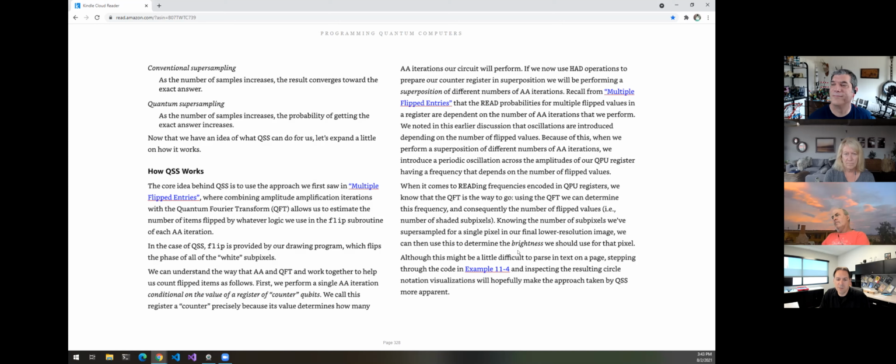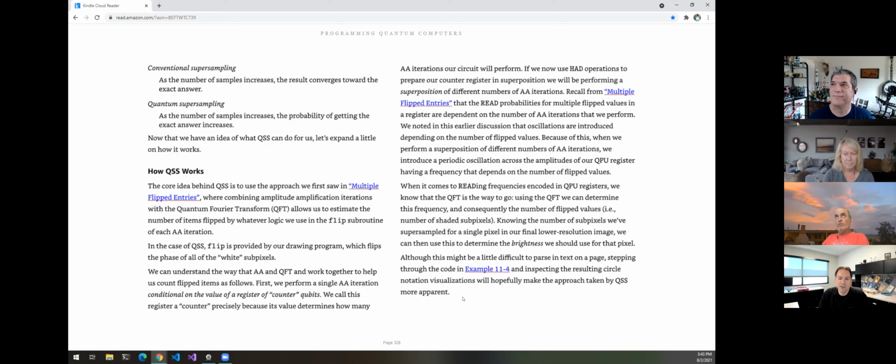We can then use the term brightness. So again, we're going back to, we're taking a black and white image. We're taking a grid of 4x4, so 16 pixels, and we're coming up with a gray value. So that's our brightness. And we're using the QFT to count in one fell swoop how many white pixels or how many flipped pixels are in our grid.